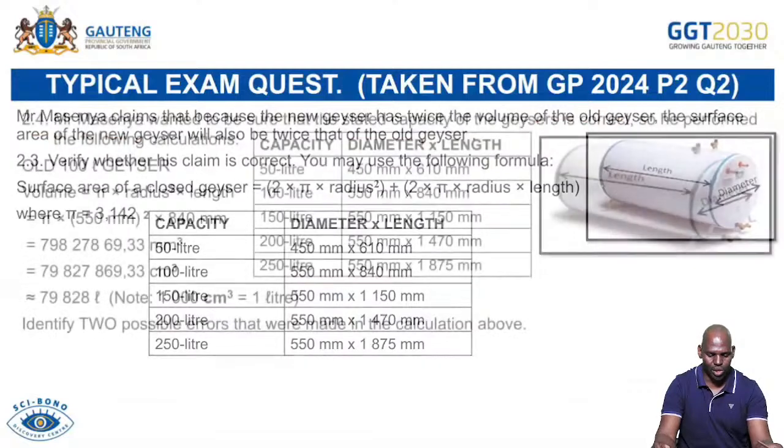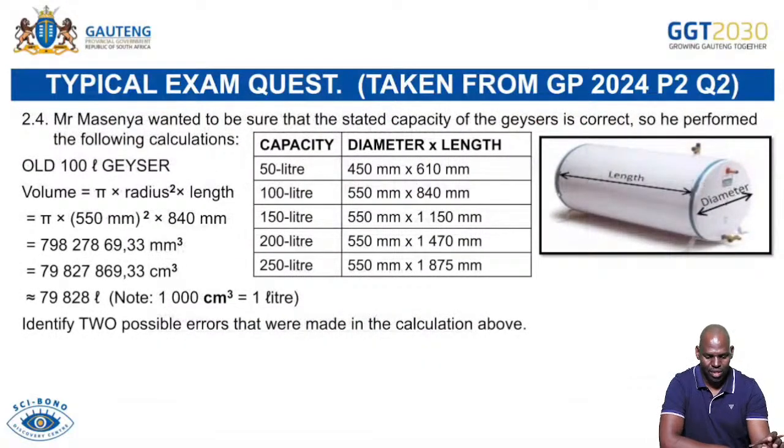Okay, so the next question. Mr. Masinya wanted to be sure that the stated capacity of the Giza is correct, so he performed the following calculations. This was a very interesting question. Most of you were not even sure how to approach it.